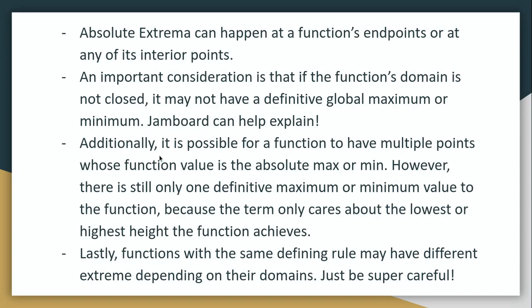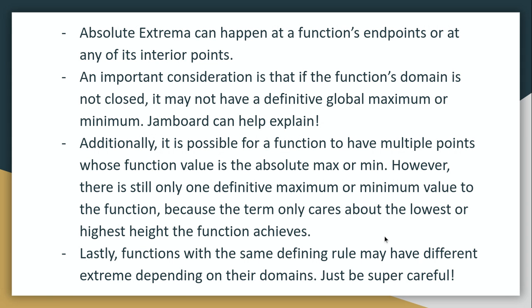Additionally, it is possible for a function to have multiple points whose function values are the absolute maximum or minimum. Remember with the cosine function, there were two points that took on the absolute minimum value of the function. However, there is still only one definitive maximum or minimum value, because we don't care how many times it happens. We just care about what the lowest height is, or what the highest height is. We don't care where it occurs. That's only going to be one number, no matter how many times the function takes on that lowest height. Does that make sense?